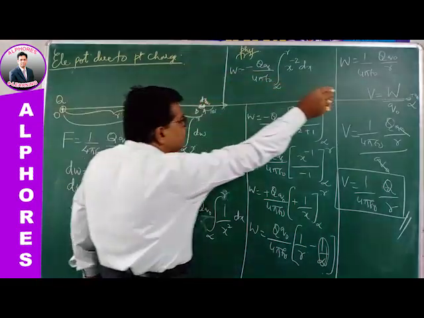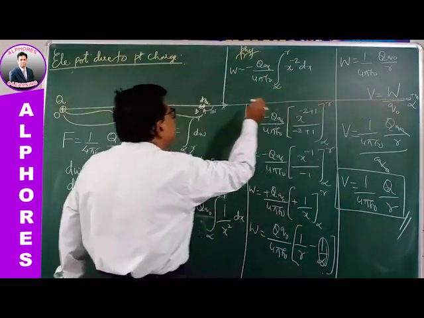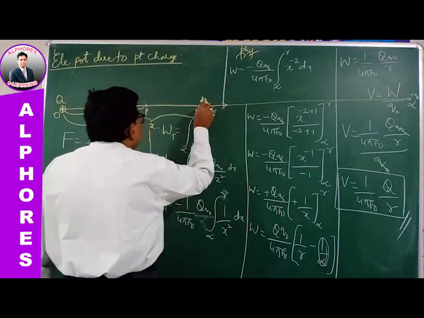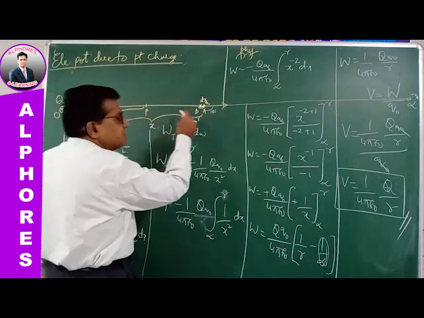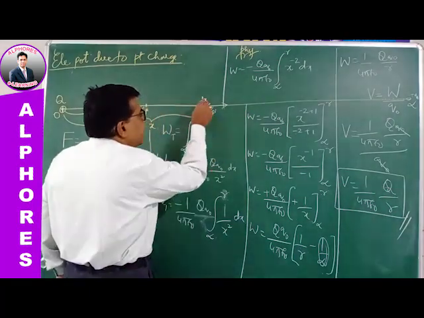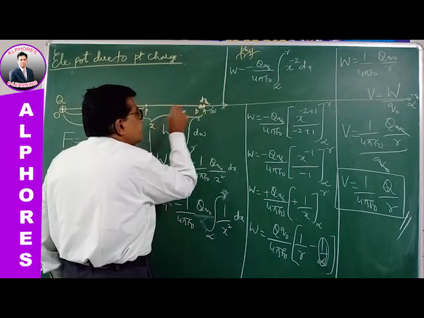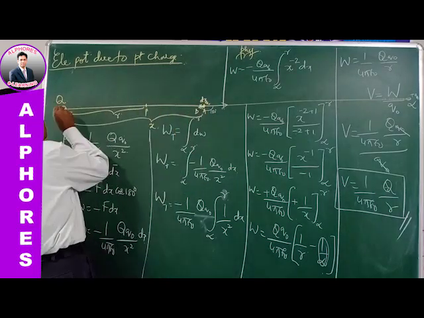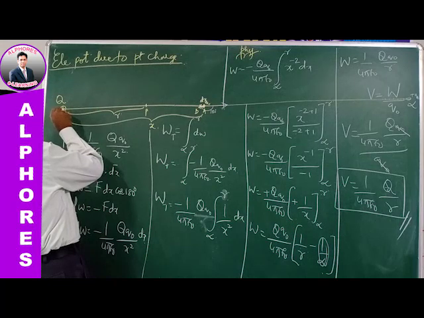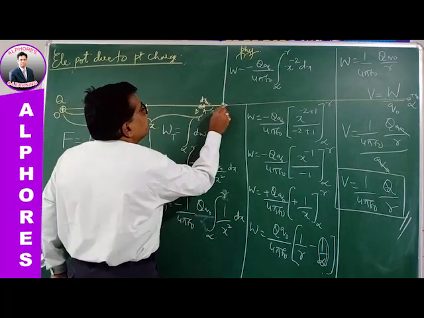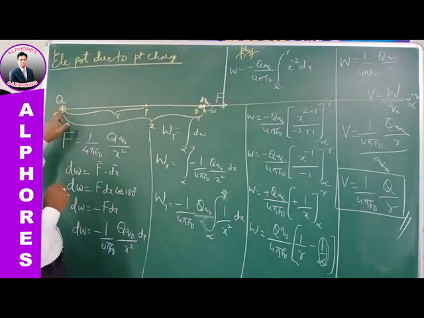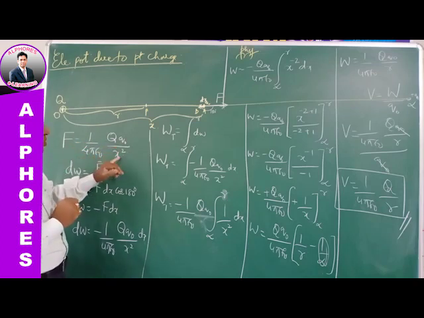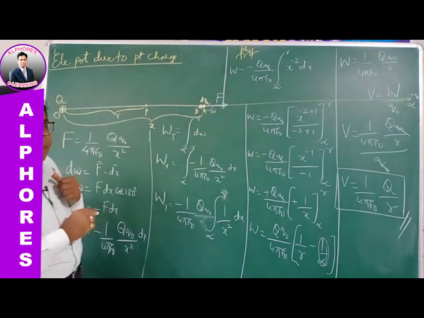Now in the process of moving the charge from infinity, let's suppose I am at a point A. While moving from infinity, I am at a point A which is at some arbitrary distance x. When I am at point A, at a distance x, the Coulomb electrostatic force due to this charge on the test charge is F. So the electrostatic force due to the point charge on the test charge is 1 by 4 pi epsilon Q q naught by x square.